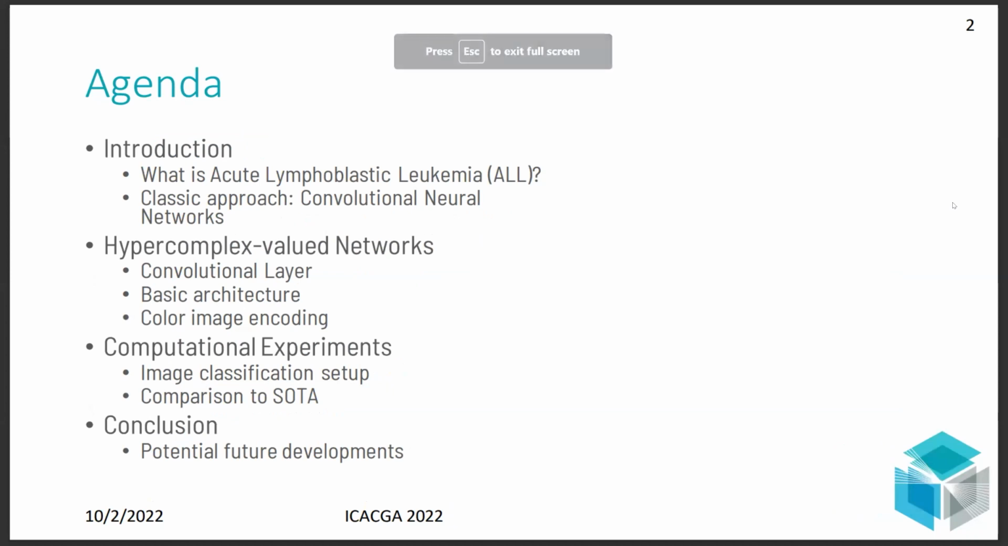Then I'm going to compare this to the previous work that my co-authors did, and also the state of the art currently. And I will gladly discuss some potential future developments because there are many interesting things that could happen here. All right, so let's move on.